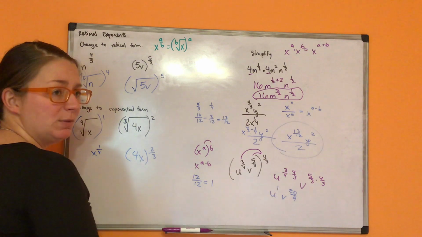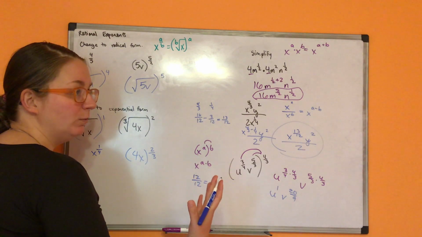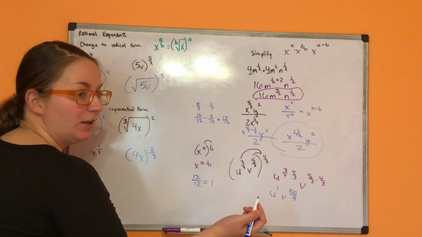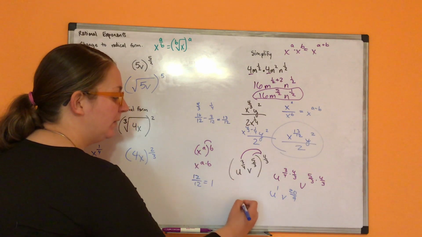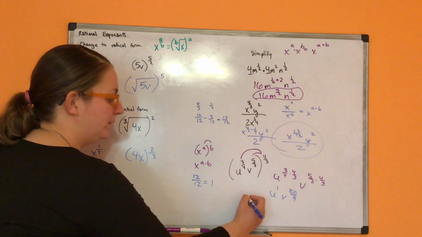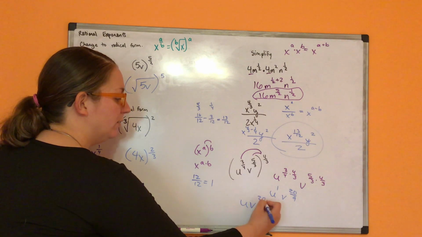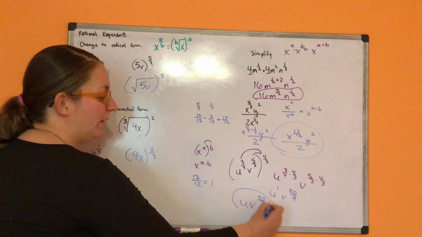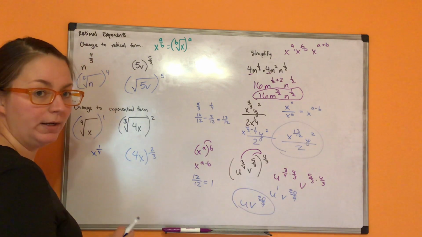Remember that when we have an exponent 1, we don't have to write it, it's implied. So the best final answer, like what you would see if you had a multiple choice option here, would be u, just u, and then v to the 20 over 9. This means the same as u to the 1, v to the 20 over 9. It's just we don't have to write that u 1 exponent.